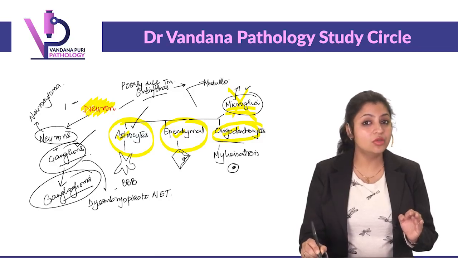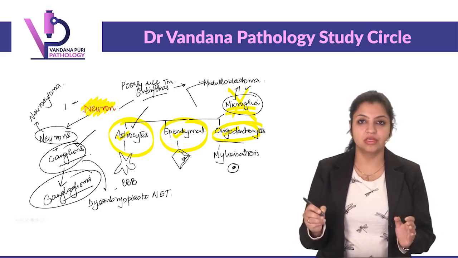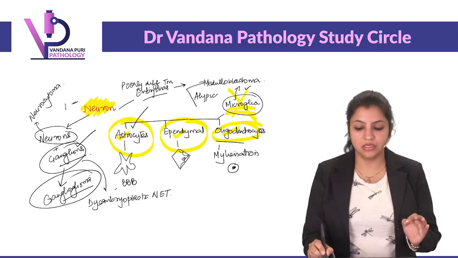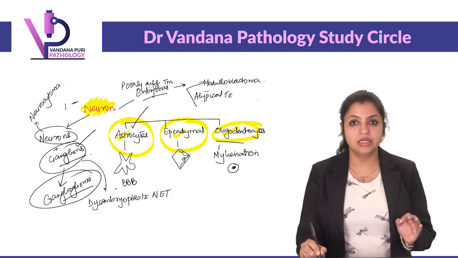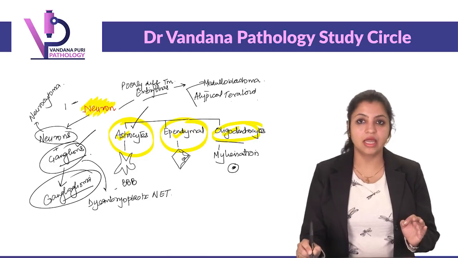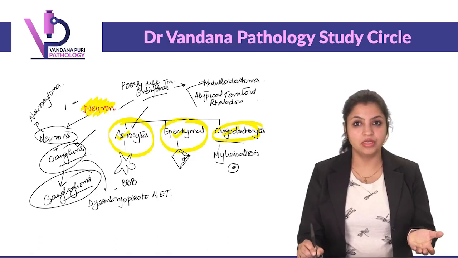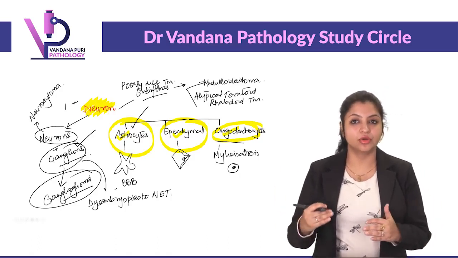Okay, so medulloblastoma is a poorly differentiated tumor of the brain. And the second tumor you should remember is atypical teratoid rhabdoid tumor. Atypical teratoid rhabdoid tumor. You understand that? So medulloblastoma and atypical teratoid rhabdoid tumors.